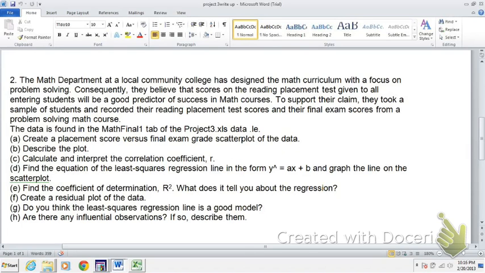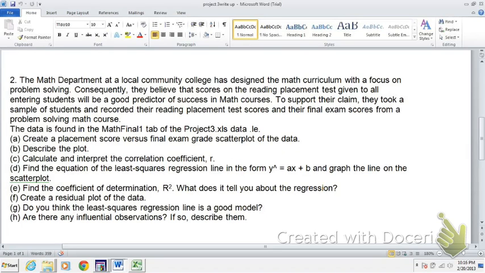To support their claim, they took a sample of students and recorded their reading placement test scores and their final exam scores from a problem-solving math course. The data is found on our tab that says Math Final, which we're going to look at in a moment. Create a placement score versus final exam grade scatter plot of the data.